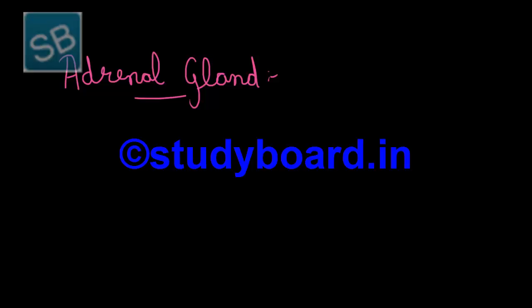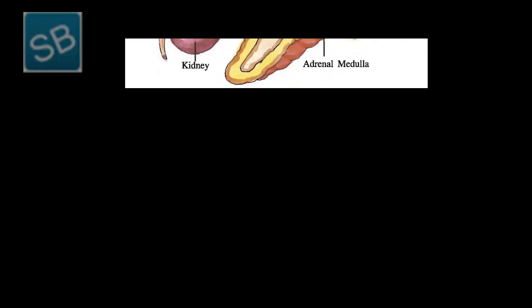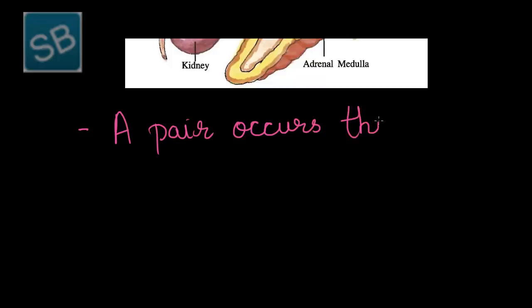Now let us start our study of adrenal gland. This figure depicts the structure of adrenal gland. As it can be seen from the figure, a pair of adrenal glands occurs, which is located on the anterior part of the kidney. Thus, a pair occurs that is located on the anterior part of each kidney.